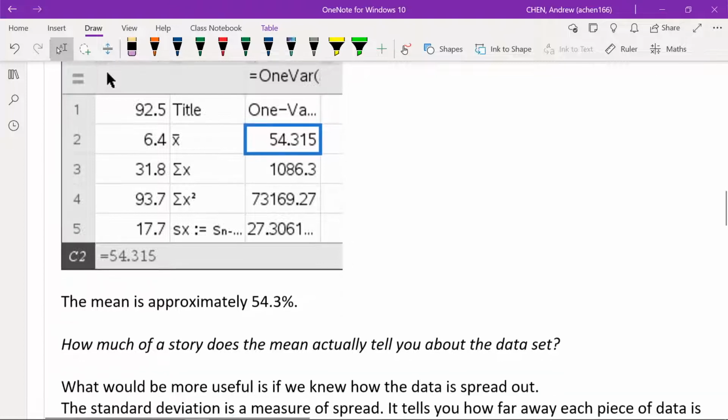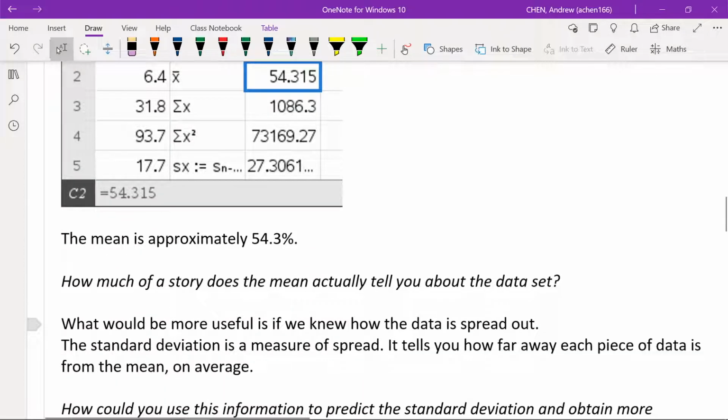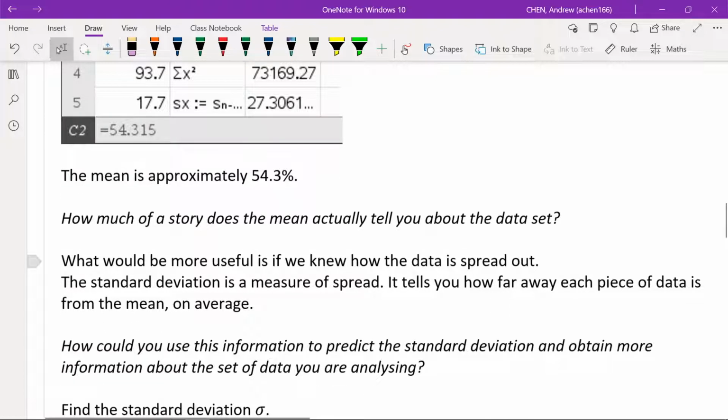So what would be more useful? This is where we're going to introduce the standard deviation. What would be more useful is if we knew how the data was spread out. So we need some sort of statistical measure that gives us more of an indication of how spread out the data is. That's what the standard deviation is. It's a number, but it's a measure of spread. It tells you how far each piece of data is from the mean on average.